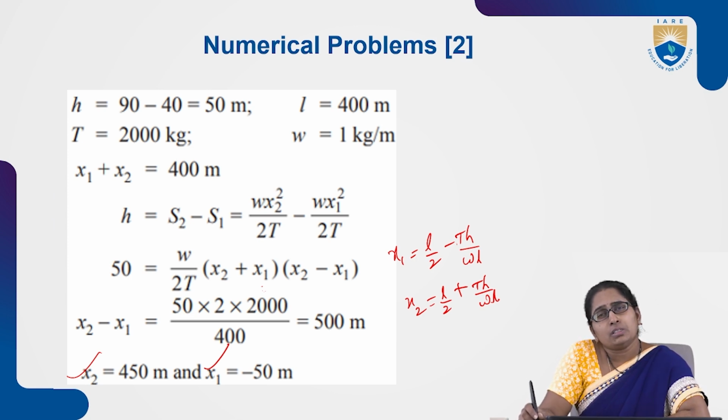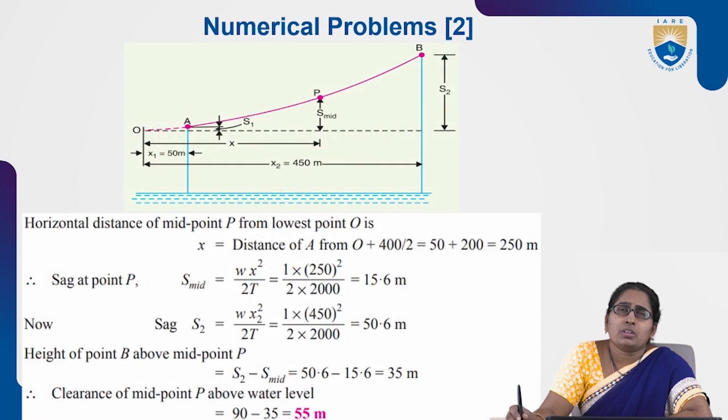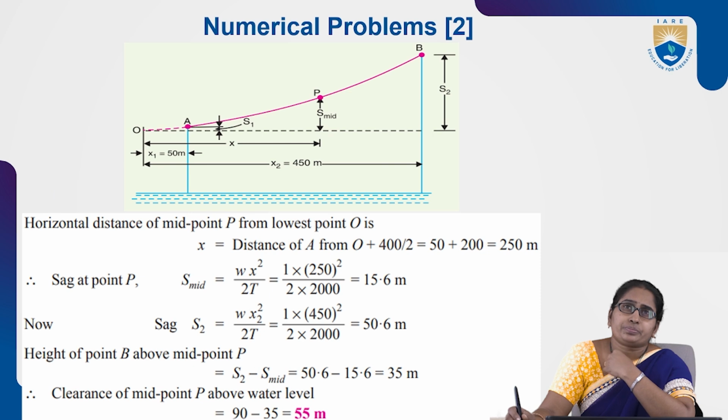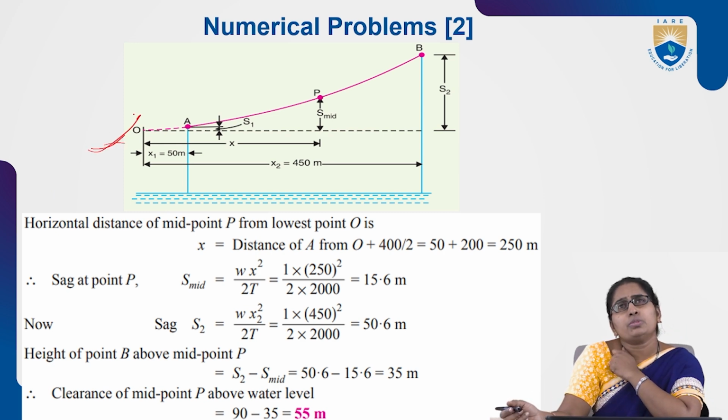Based on this knowledge, the diagram is redrawn. Previously we drew a rough diagram; now it is redrawn like this. Between the towers A and B the conductor is there, but its lowest point O is outside the two supports. That is the diagram for this problem.